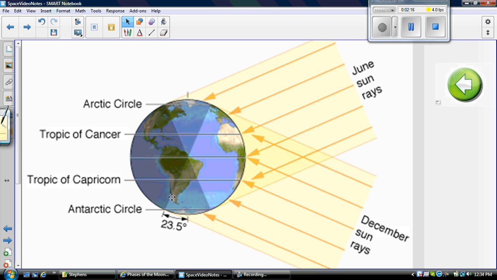And just so you guys know, we are tilted at an axis of 23.5 degrees. This line right here, and I know I will not draw it very straight, is our axis. Okay, so when we are tilted toward the Sun, the northern hemisphere is receiving direct sunlight. When we are tilted away from the Sun, the southern hemisphere receives that direct sunlight, and we receive indirect.